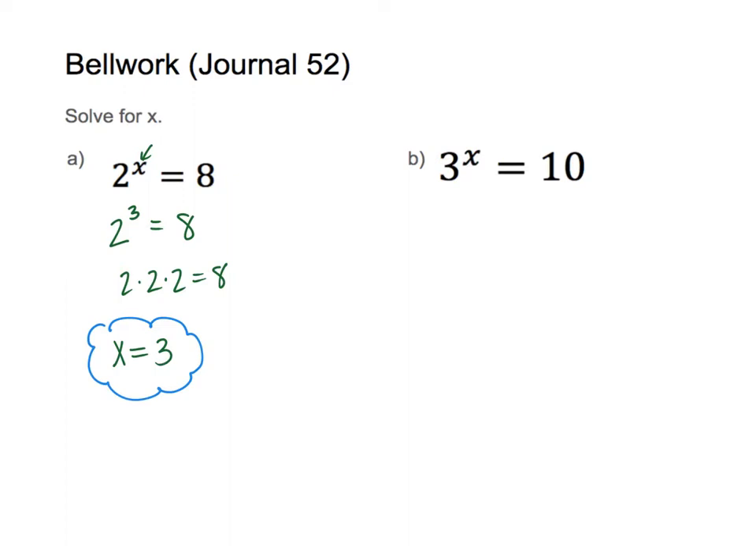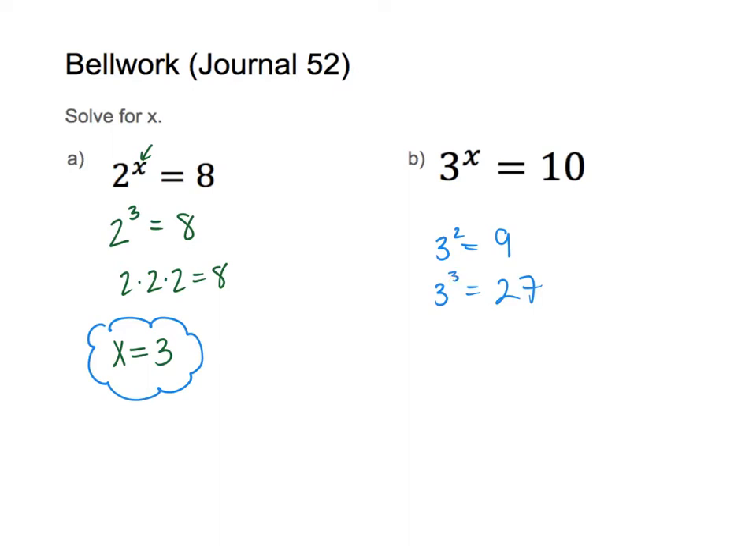Well, we know 3 to the second power gives you 9. 3 to the third power gives you 27, but that's too big. So if I square 3, it's 9 and it's smaller than 10, so that's not good. 3 to the third power gives you 27, and that's too big compared to 10. So it must be an exponent between 2 and 3, so it must be a decimal number, right?